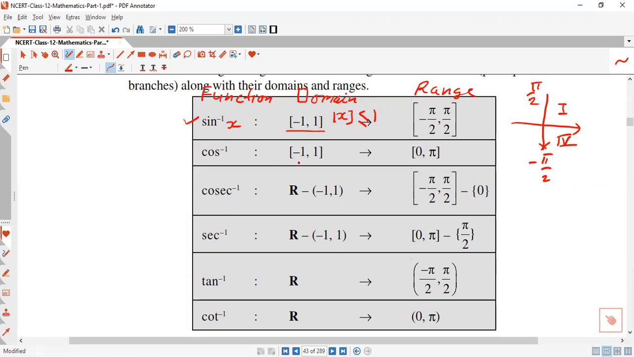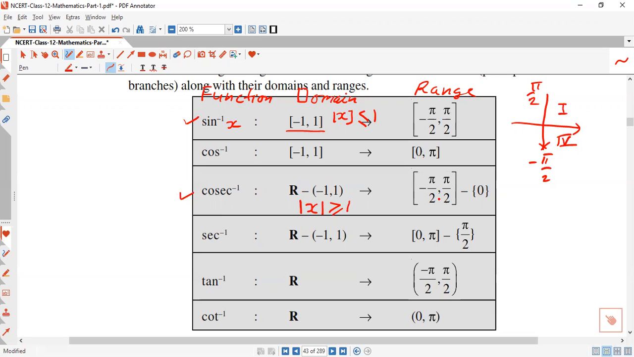Now the next one, cosec inverse x, the reciprocal of that. The domain is R minus the interval from minus 1 to 1, meaning all real numbers except those lying in the range of minus 1 to 1. In terms of mod, it can be written as mod x greater than or equal to 1.